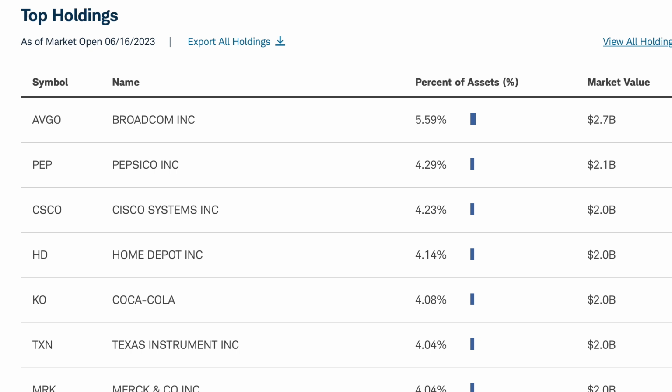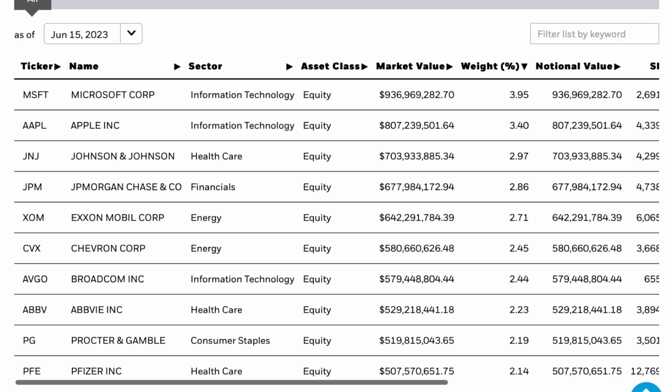SCHD is rebalanced quarterly, or if certain daily weighing criteria are breached. The top 5 largest holdings in DGRO as of June 15th were Microsoft at 3.95%, Apple at 3.4%, Johnson & Johnson at 2.97%, JP Morgan at 2.86%, and ExxonMobil at 2.71%. Here we can also see that both Microsoft and Apple have breached the individual holding threshold of 3%, again due to favorable recent market returns.